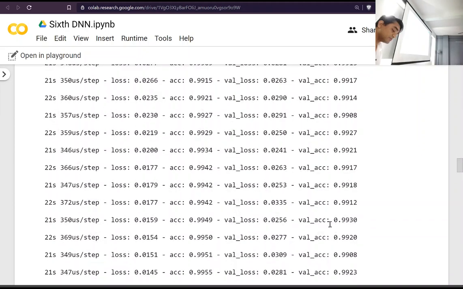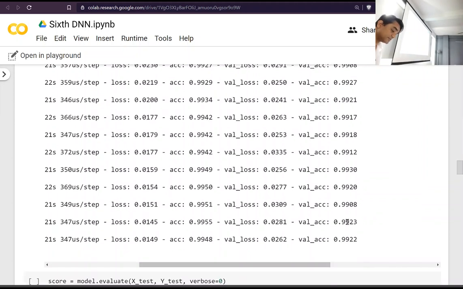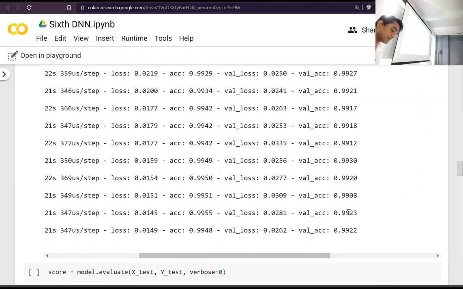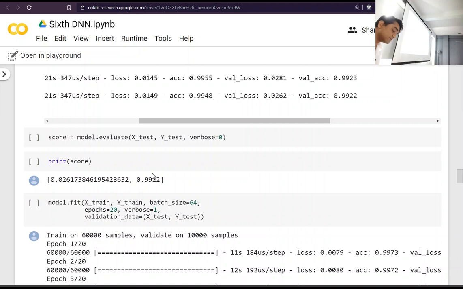You are at 99.49, this is 99.3, you are at 99.51, this is 99.08. I see something here, 99.55, 99.23. So we had 0.7, 0.6 kind of overfitting there. Now that is not the case. But I'm still not getting my 99.4 accuracy.